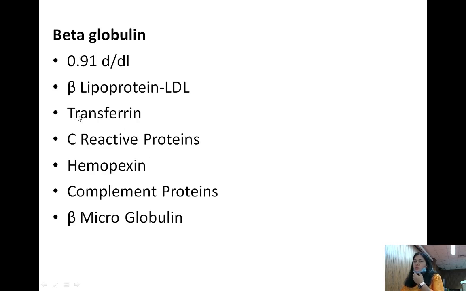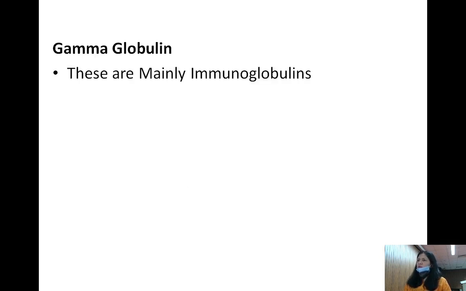What is transferrin? It is a protein which helps in the transport of iron. Hemopexin, it complexes with heme. Then you have got the complement proteins and beta microglobulin. So the proteins which are present in the beta band, at least you can remember beta lipoprotein and beta microglobulin. Then in the gamma band, what is present? Mainly immunoglobulin. Remember in the gamma band you have got immunoglobulin.